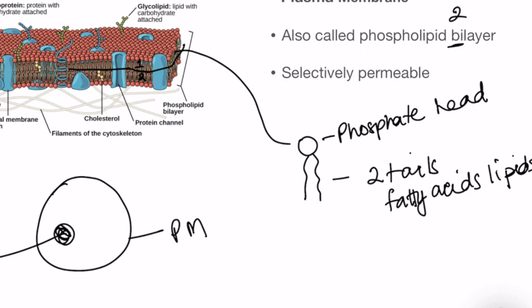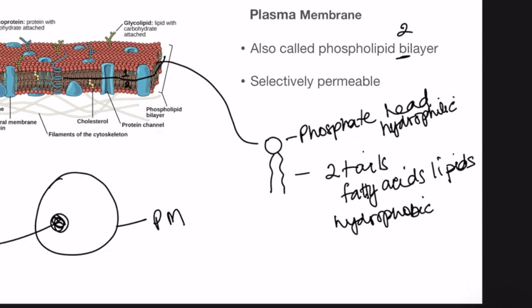The head is hydrophilic, which means that it loves water. And the tails are hydrophobic, which means that they are water hating. They do not like water. They do not like being surrounded by water. And so overall, we say that the plasma membrane is waterproof. It does not allow water to enter through it. But the cell does need water. So the cell has specific pores that are meant for the entry and exit of water.